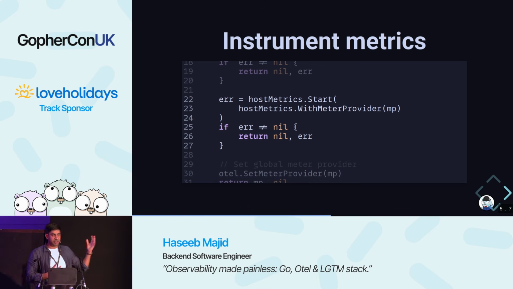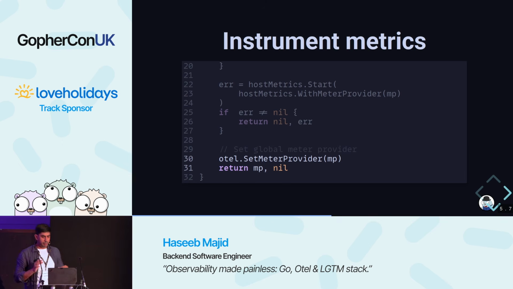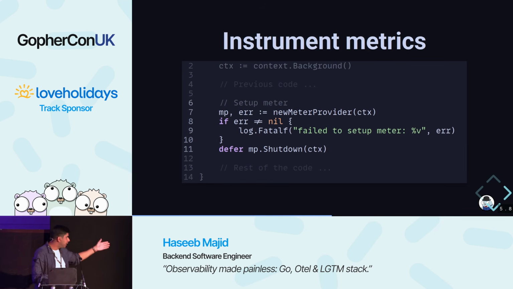In my case, this service was only running as a single container, so I decided to collect some host metrics. And then again, we set that as the global meter provider, and that's absolutely fine for most use cases. And then we return that, and much as we did with the tracer provider, in our main function, we call it, check if there's any errors, defer the shutdown.